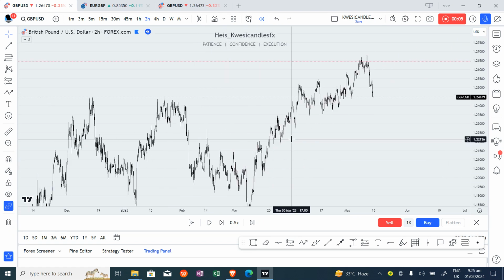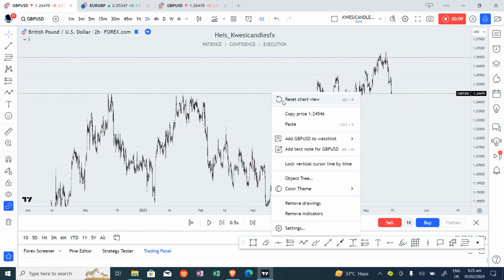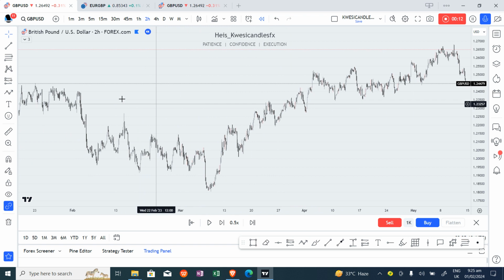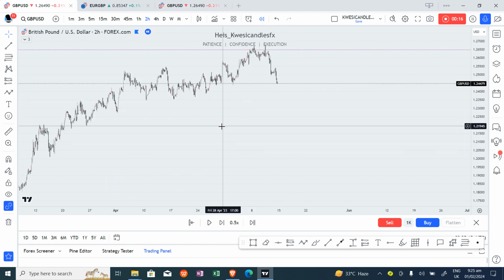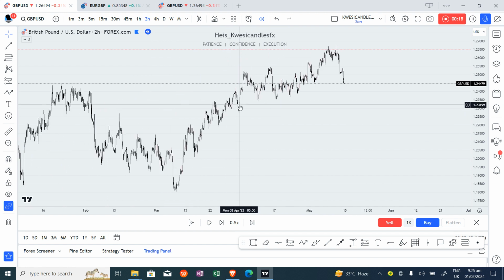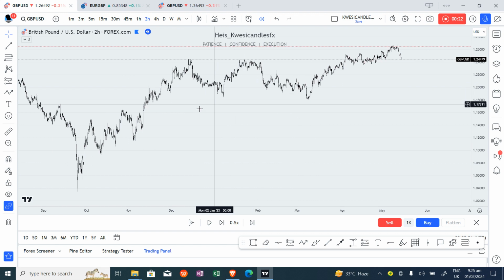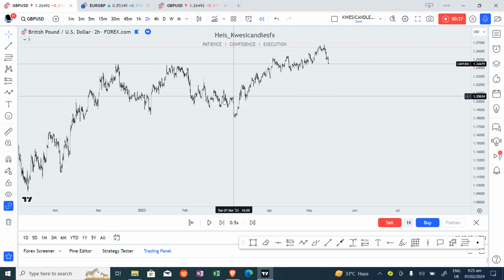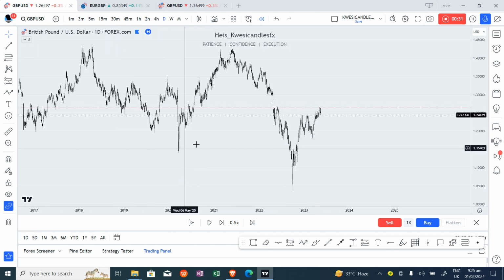Let's do a little backtesting on GBPUSD this morning. Okay, so I'll start from the higher time frame, that is the daily time frame, then move to the lower time frames. You get it. So let's get into it. Let's see what the daily time frame is saying.